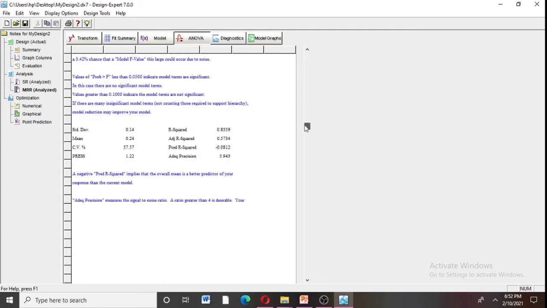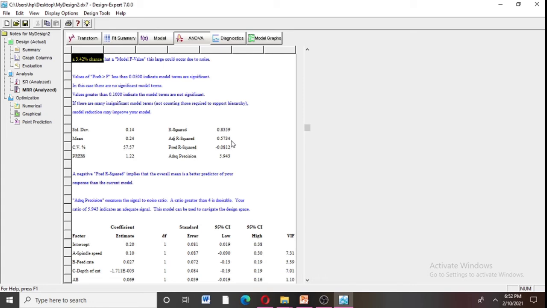Also, your R squared value is nearly 0.83. Generally, the journals suggest that if the R squared value is more than 0.8, you can accept that model for further predicting the experimental value. Likewise, you may infer with this R squared value.